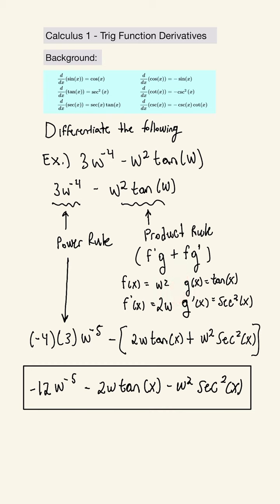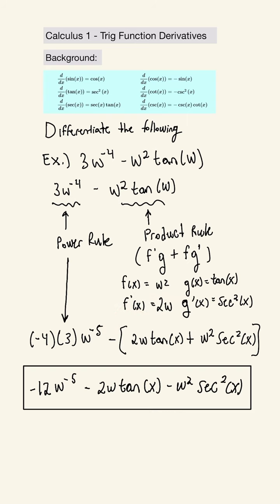And like I said earlier, we are applying the rules that we looked at earlier to differentiate tangent x to get secant squared x. So after that, we can go ahead and simplify our expression. We'll have negative 4 multiplied by 3 times w to the negative 5 by applying the power rule. And then we'll get 2w multiplied by tangent x plus w squared multiplied by secant squared x by using the product rule.